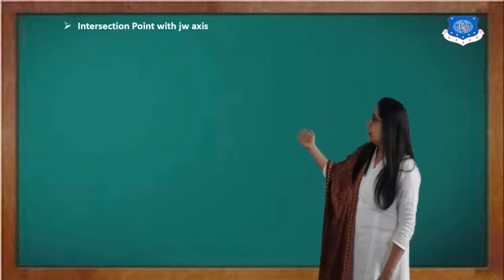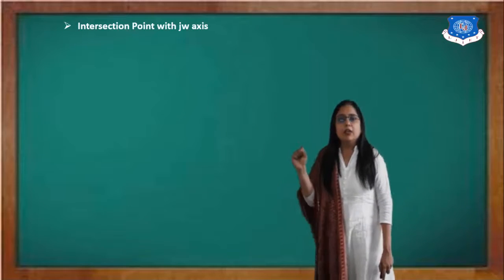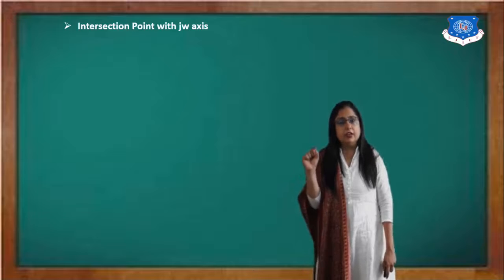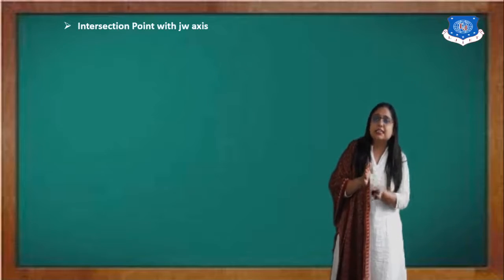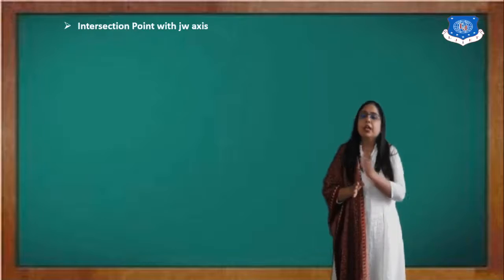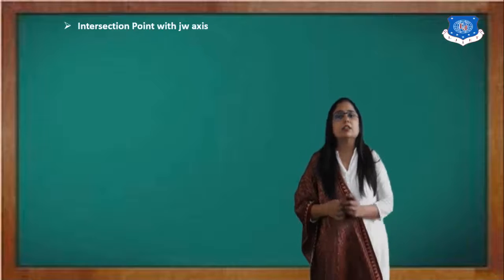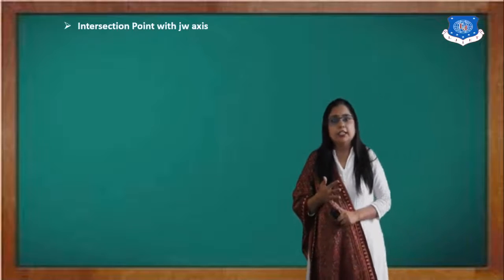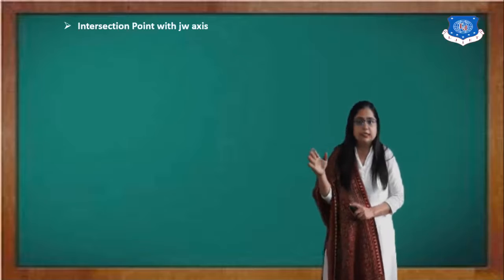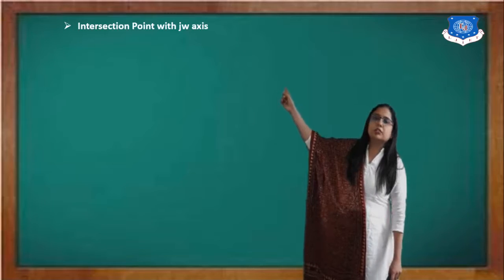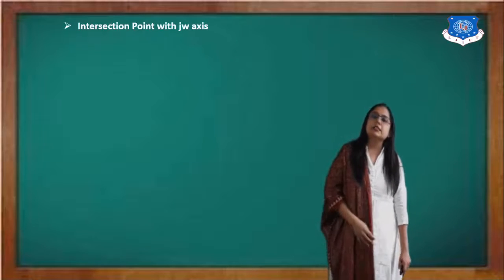Now next we have to find out the intersection point with the j omega axis. As I told you earlier, you need to perform this step when you have any angle of asymptote that is less than 90 degrees. If you remember, in this example my angles of asymptotes are what? It's 60, 180 and 300. So the 60 is less than 90. So we have to find out this, that is the intersection point with the j omega axis.